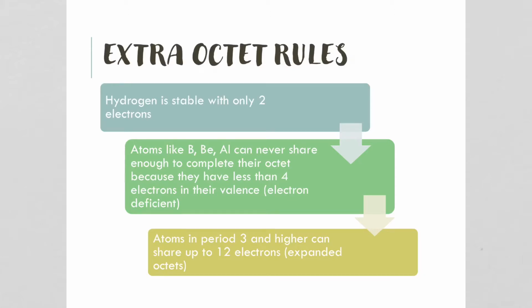But then atoms like beryllium, boron, and aluminum, they can never have enough electrons to complete their octet because they have less than 4 electrons in their valence. So they're known as electron deficient atoms. Then atoms in period 3 and higher can actually share up to 12 electrons. So they have what is called an expanded octet.